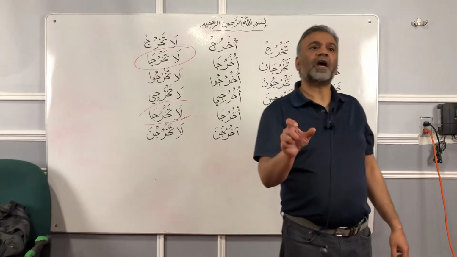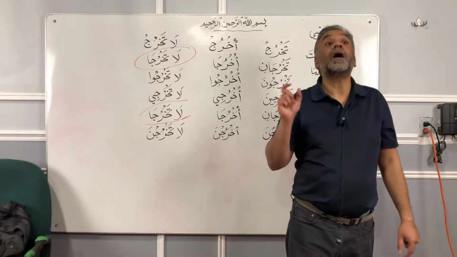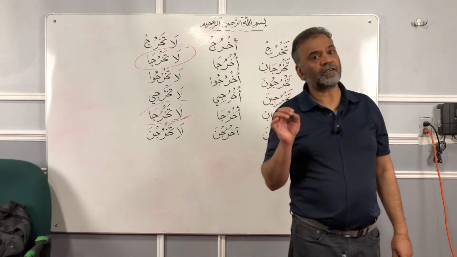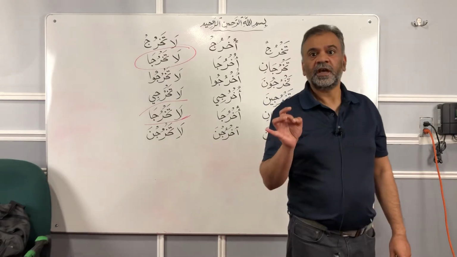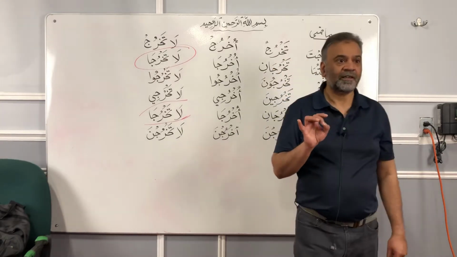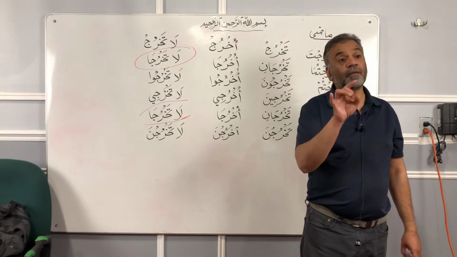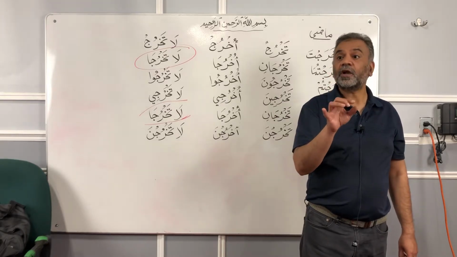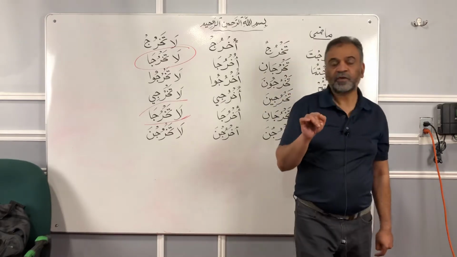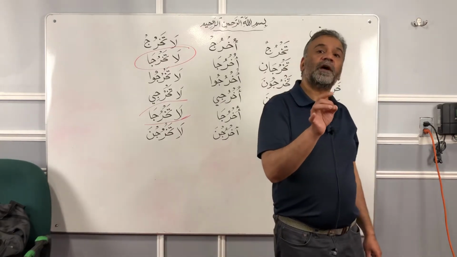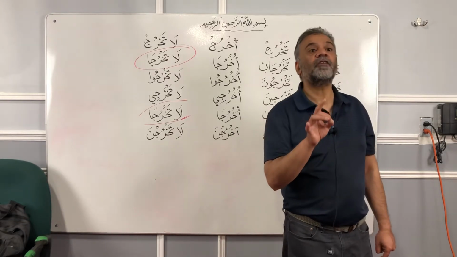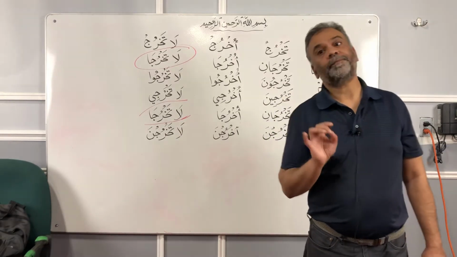Similar to kana, there is another verb kada. Kada is also fail naqis, and it will have similar properties. It will have ismu kana and khabar kana. Kada comes in Quran: Yakadul barqu yaqtafu. So kada will be followed by ism kada, and the khabar kada will always be fail mudare.